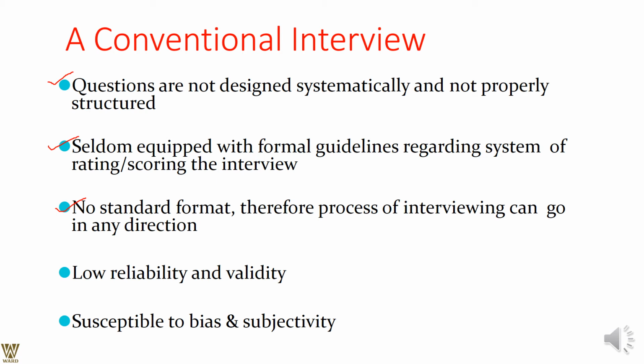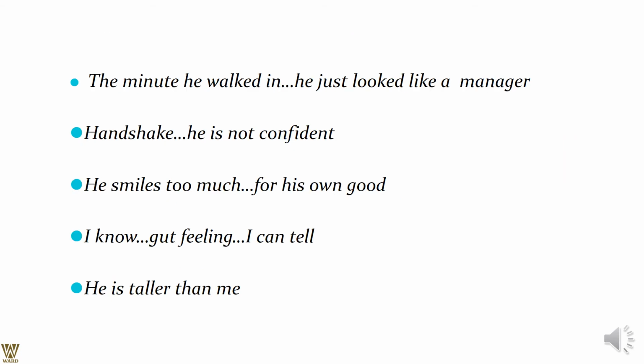So what does this mean? Since nobody has the proper control, it has low reliability, low validity, and is susceptible to biases. Yes, one of the major drawbacks is its subjectivity, the biasness that comes around it. That is what conventional systems are all about. So how does biasness come around it?